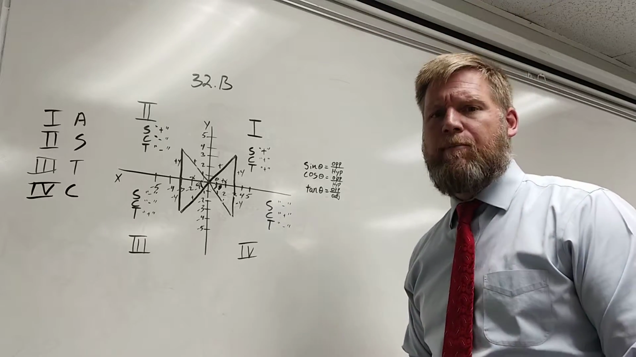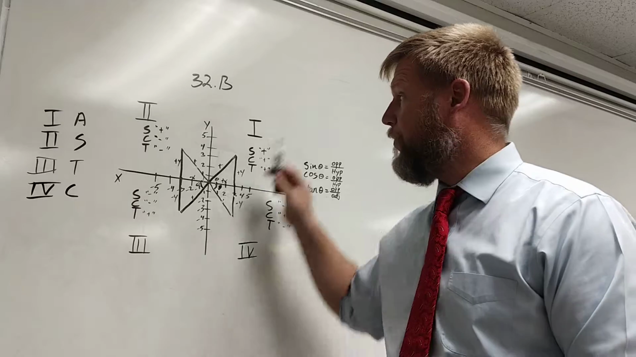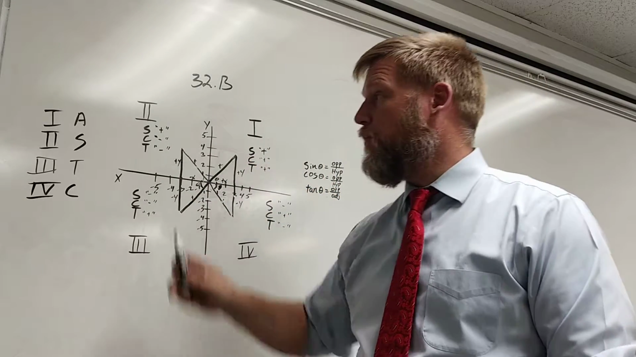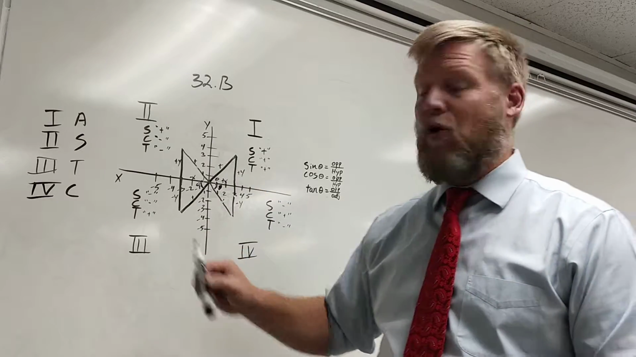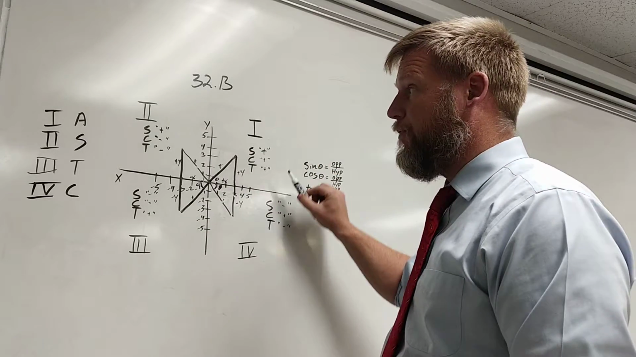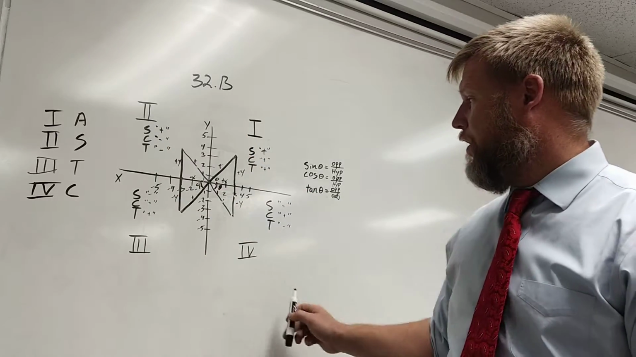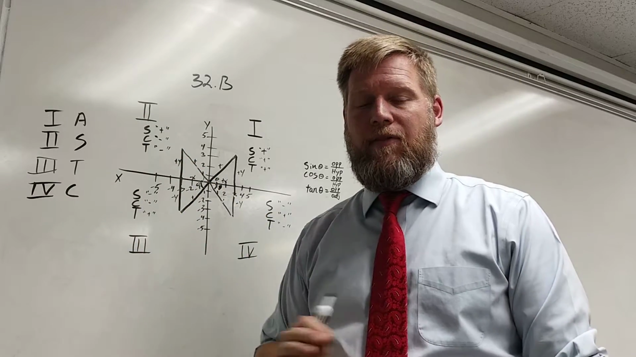Now, a lot of people will remember this by saying all students take calculus to remember first, second, third, and fourth. If that works for you and you want to remember it, all students take calculus, and you can very easily say that's the only positives. Well, they're all positive in the first, the sine is positive in the second, the tangent's positive in the third, and the cosine is positive in the fourth, and you remember it that way, that's fine.